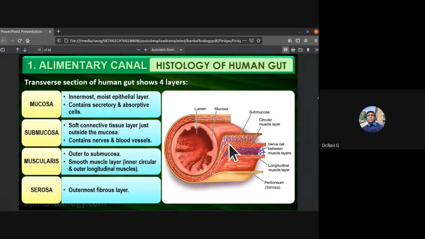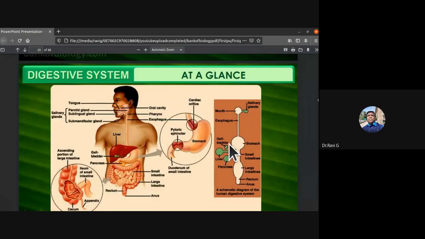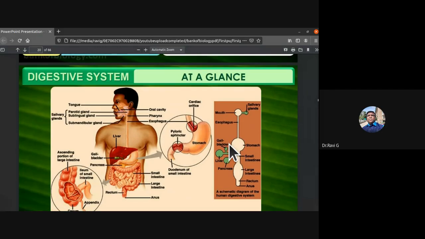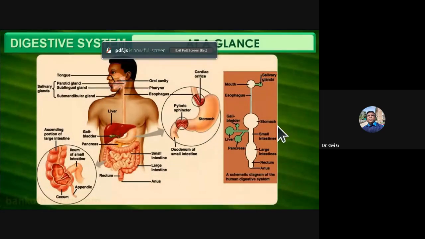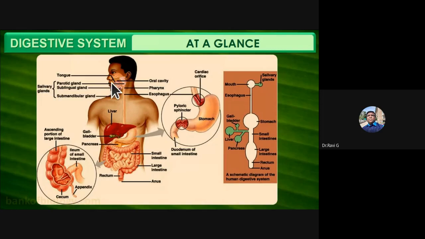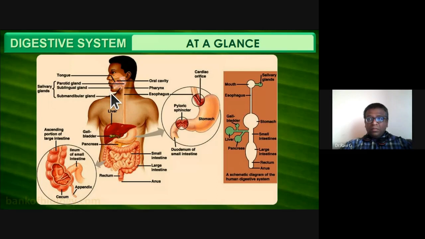Okay. So the next slide is digestive system at a glance. So what are the things that you notice? We have both the digestive tract as well as the glands that have been labeled. Okay, so mouth leads into the buccal cavity, and they have the salivary glands.